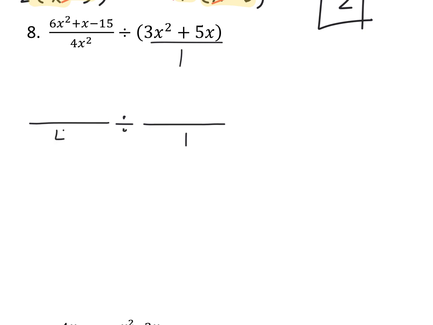I don't think 4x squared factors, right? Because that's just one term. Doesn't do anything. We do need to factor this one, 3x squared plus 5x. Does it have a GCF? Yeah, x. So bring out an x, which leaves you with 3x plus 5.